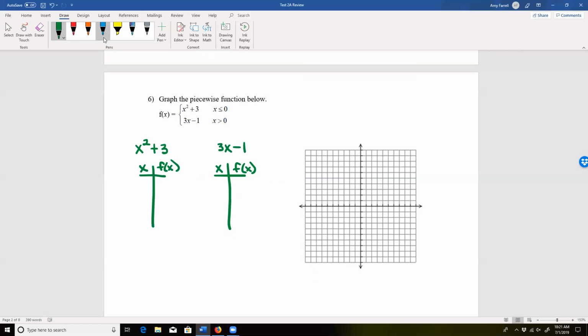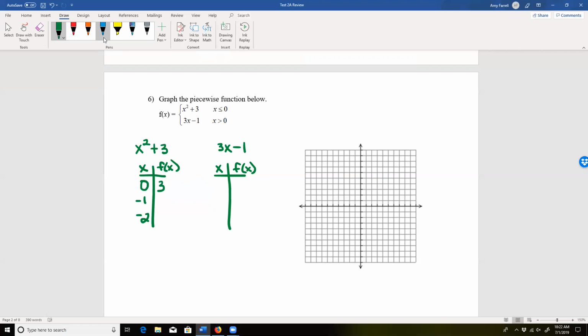Now for this x squared plus 3, that is the rule when x is less than or equal to 0. So values of x that I'm going to plug in are less than or equal to 0. So 0 would be good. That's less than or equal to 0. -1 would be good. That's smaller. -2. So I'm going to plug these into the rule.